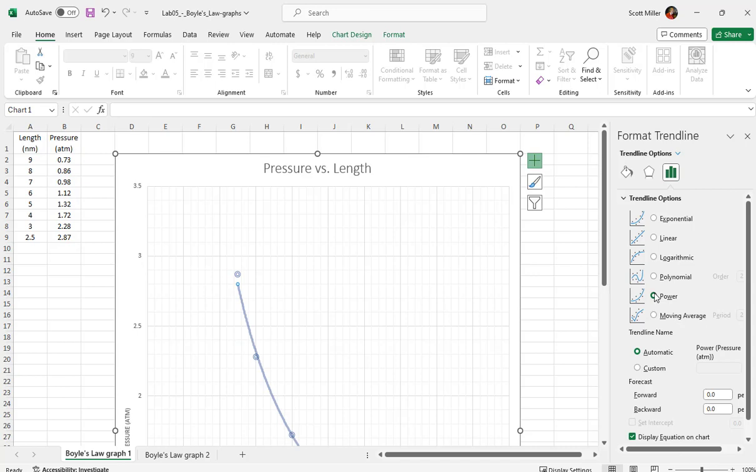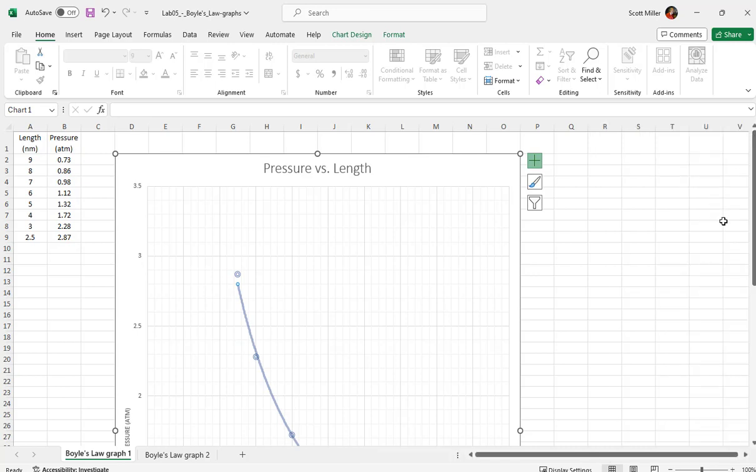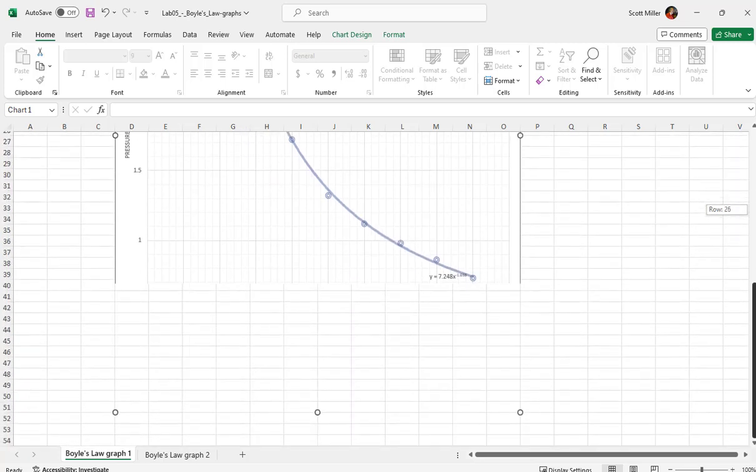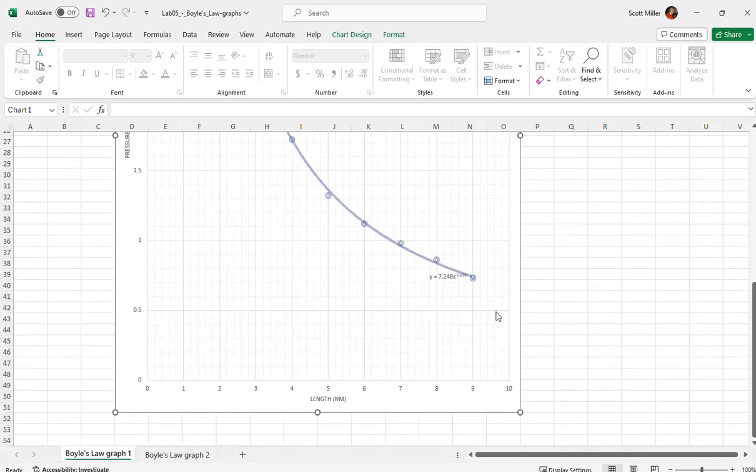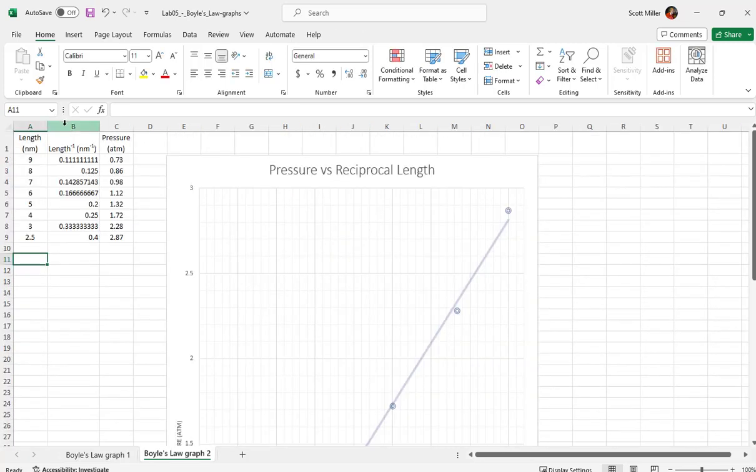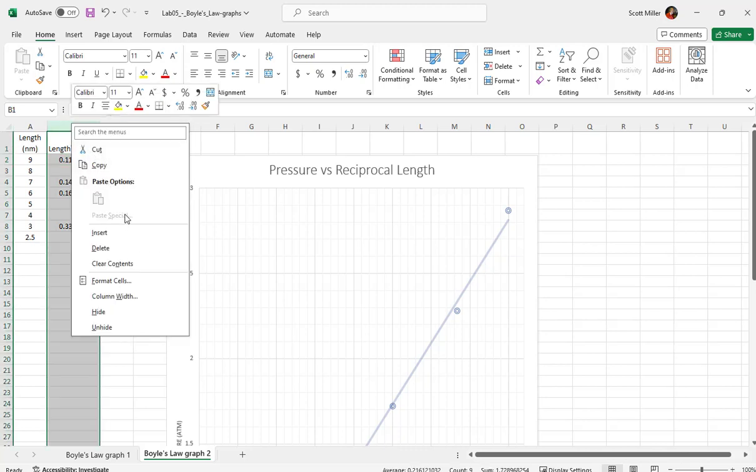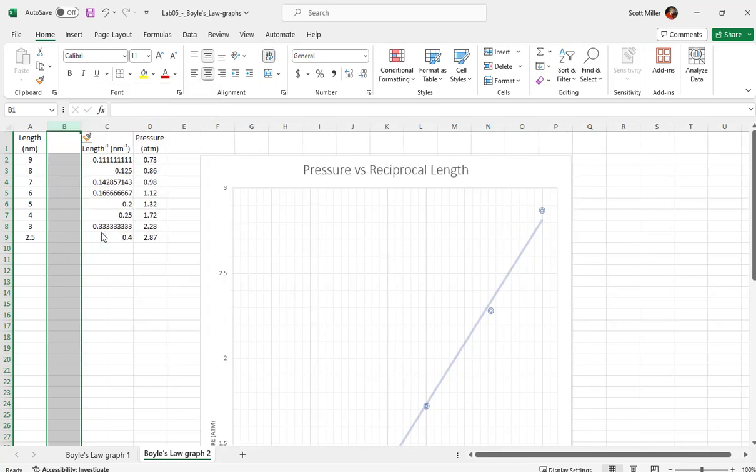To linearize the data, and thus the graph, take the reciprocal of the volume, or in this case, take the reciprocal of the lengths. That is the third column here. To create this column, I open up a new column between A and B by choosing B, then right-clicking my mouse. One of the options is Insert. If I choose that, a new column is created and column B becomes column C.